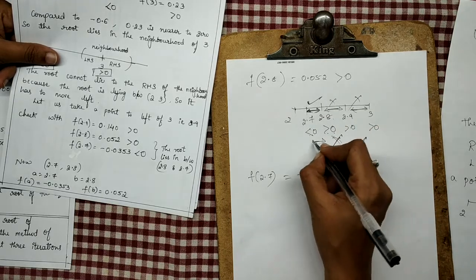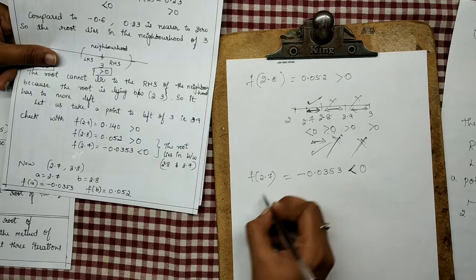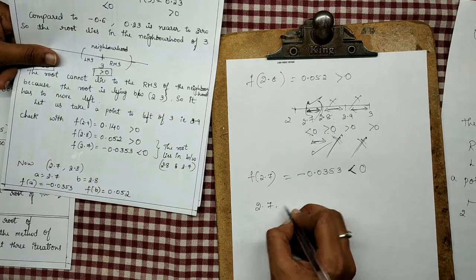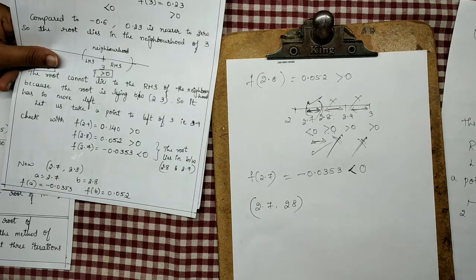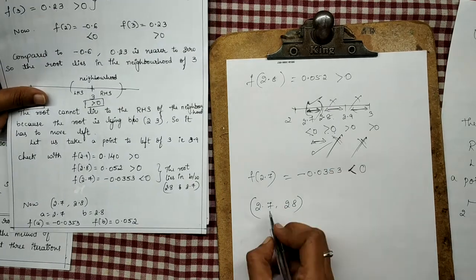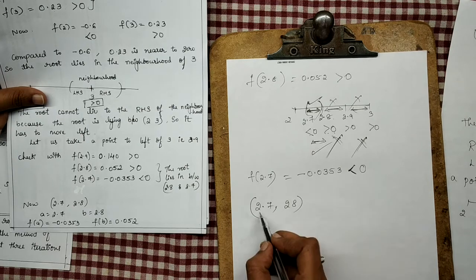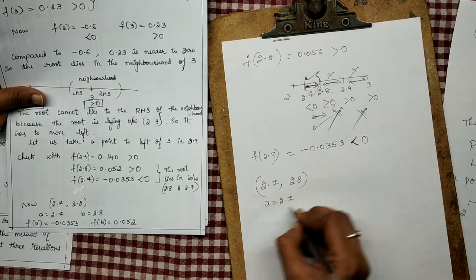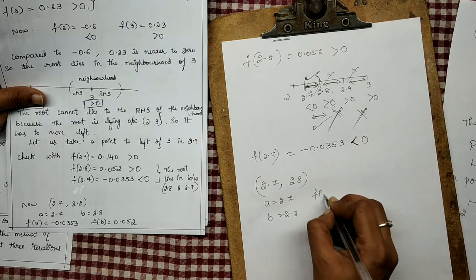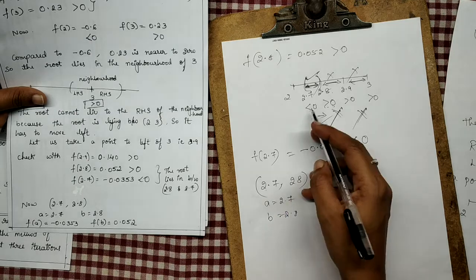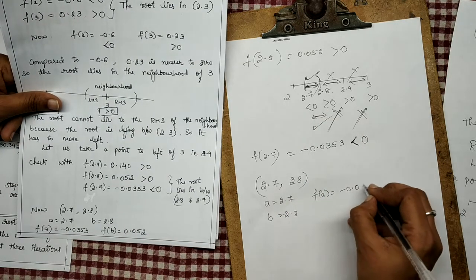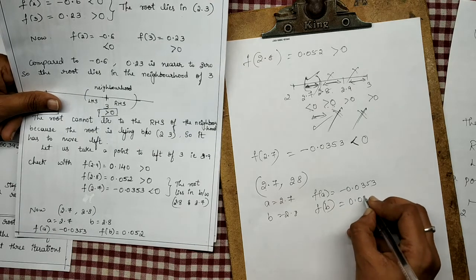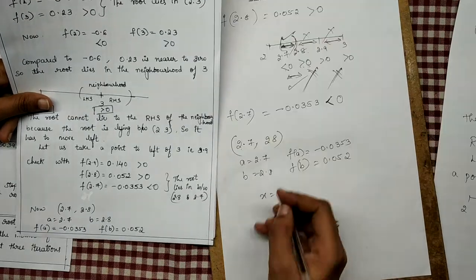Here it is possible. So the interval we are going to search for the real root is 2.7 comma 2.8, because f of 2.7 is less than 0 and f of 2.8 is greater than 0. Take a as 2.7 and b as 2.8. F of a is f of 2.7, which is minus 0.0353, and f of b is 0.052. Now substitute in this regula falsi formula.